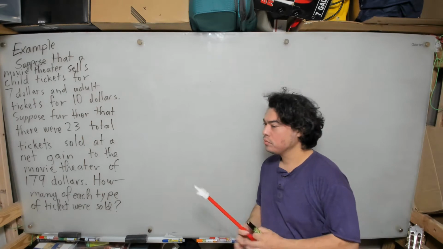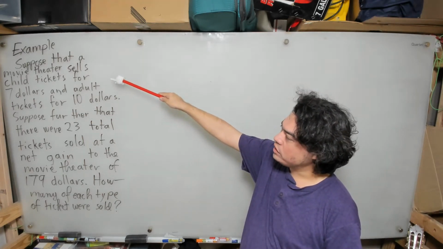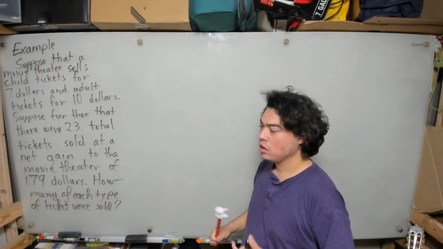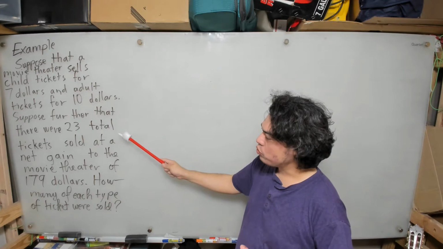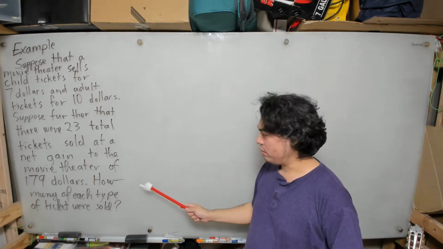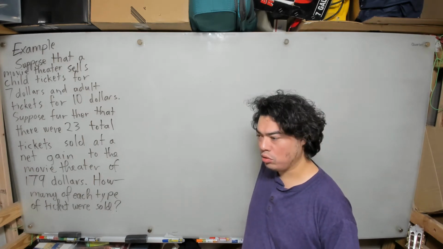So suppose that a movie theater sells child tickets for $7 and adult tickets for $10. Suppose further that there were 23 total tickets sold at a net gain to the movie theater of $179. How many of each type of ticket were sold?